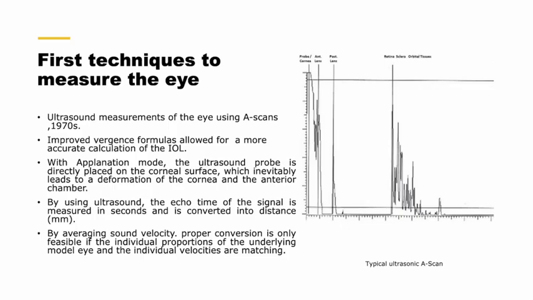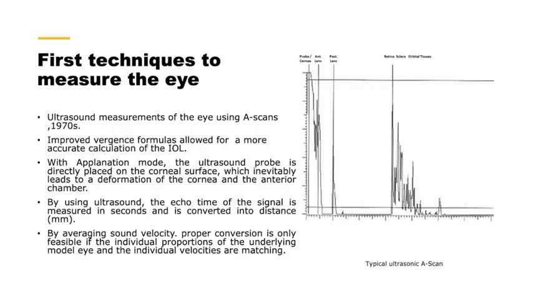Only when ultrasound measurements of the eye using A-scans became available in the 1970s did improved vergence formulas allow for a more accurate calculation of the IOL. The first eye ultrasound measurements were performed in an applanation or indentation mode, where the ultrasound probe was directly placed on the corneal surface. This inevitably led to a deformation of the cornea and the anterior chamber.